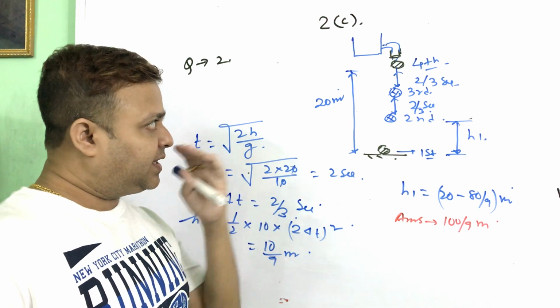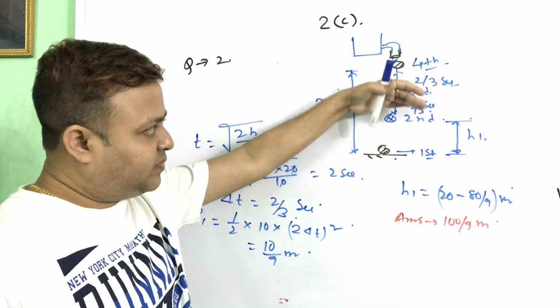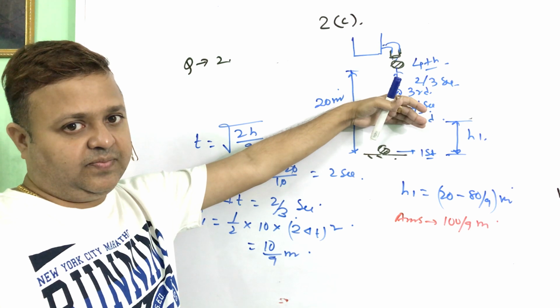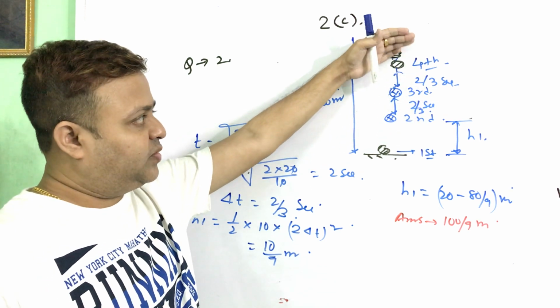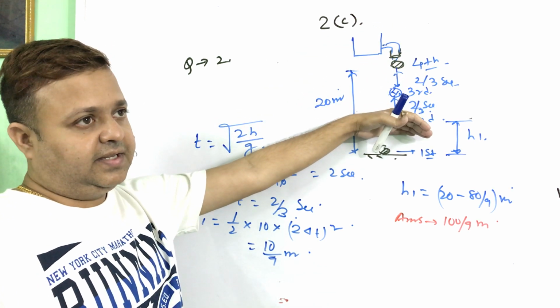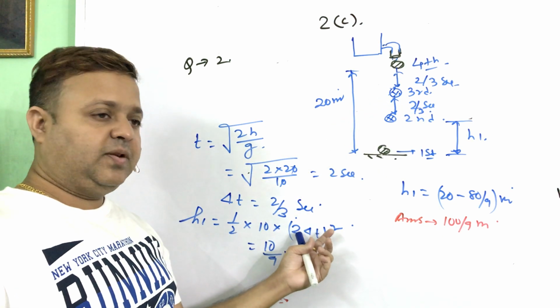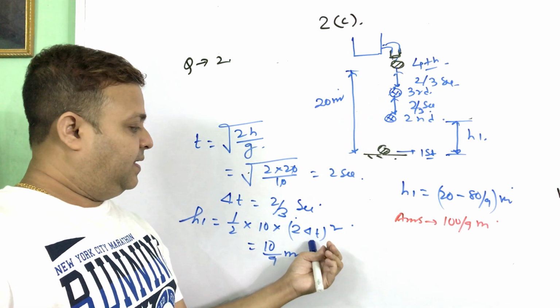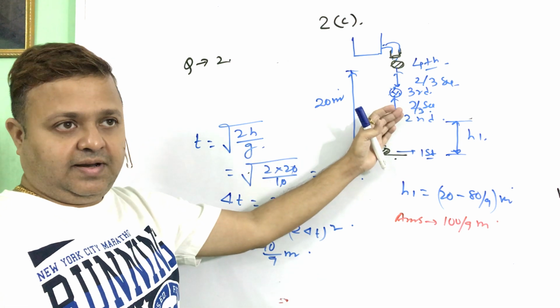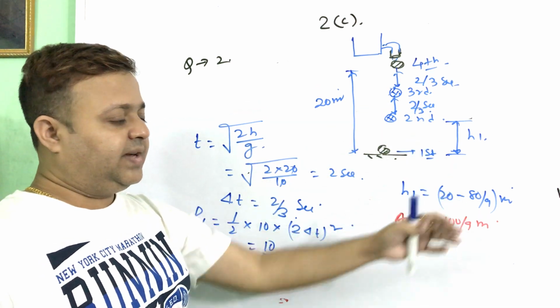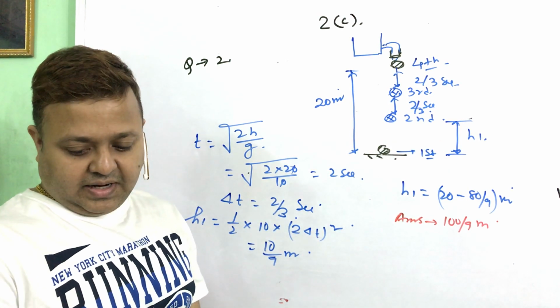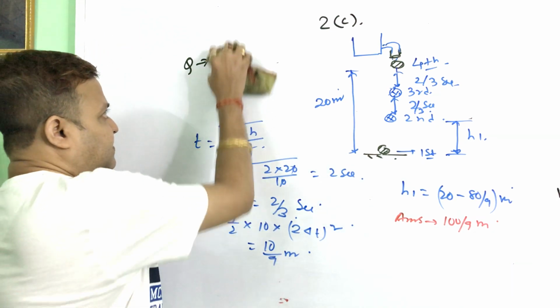What is the position of the second drop? It is 2 by 3 plus 2 by 3 below the first drop. From the leakage portion, the fourth drop is 2 by 3 plus 2 by 3 second below, that is 4 by 3, 2 into 2 by 3. So this is the height from the leakage portion. So the height from the ground is 20 minus 8 by 9. Number 3, question number 3.